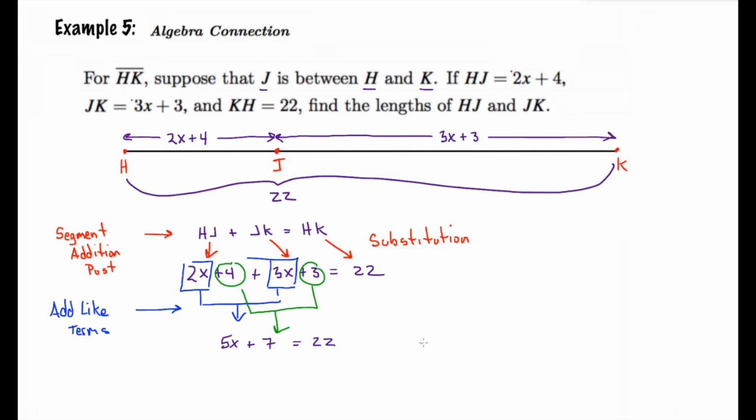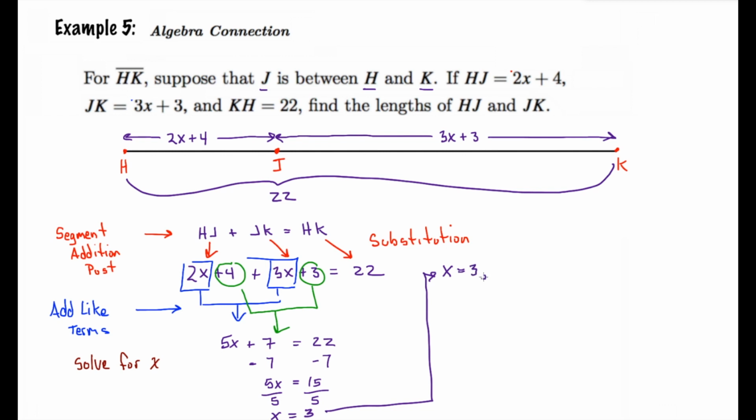Now subtract both sides by 7, and divide by 5. So 5 goes into 15 3 times. I haven't answered the question. I need to find the lengths for HJ and JK.